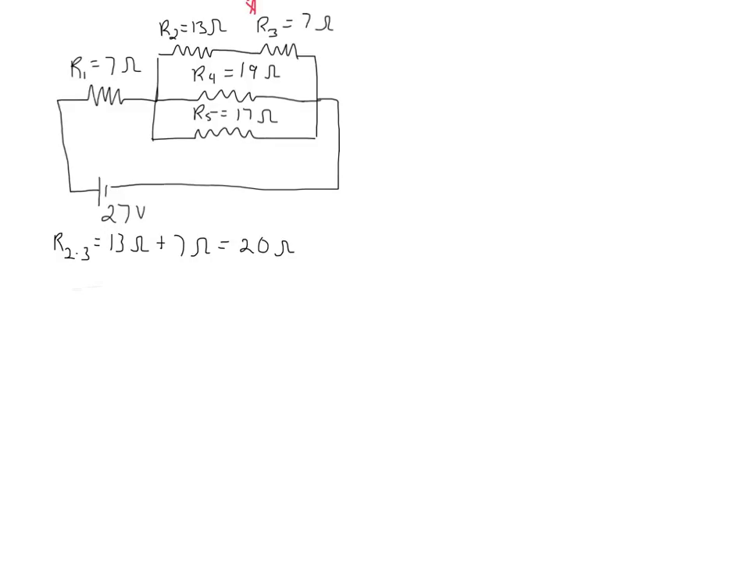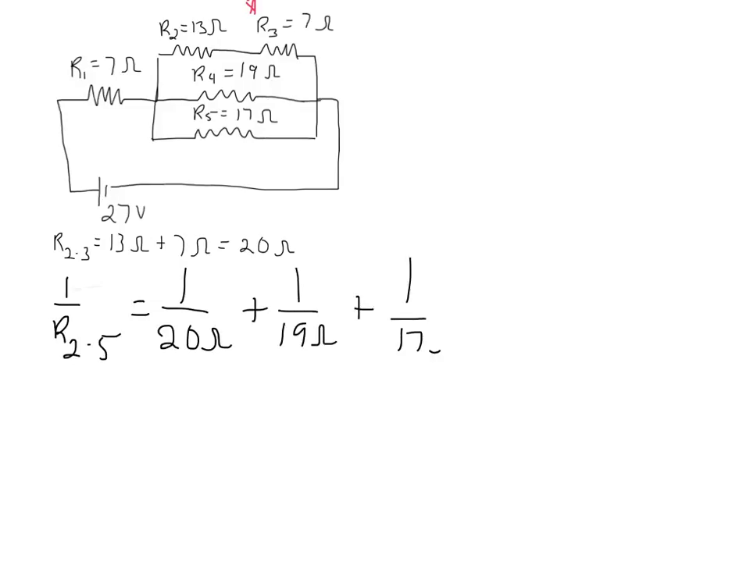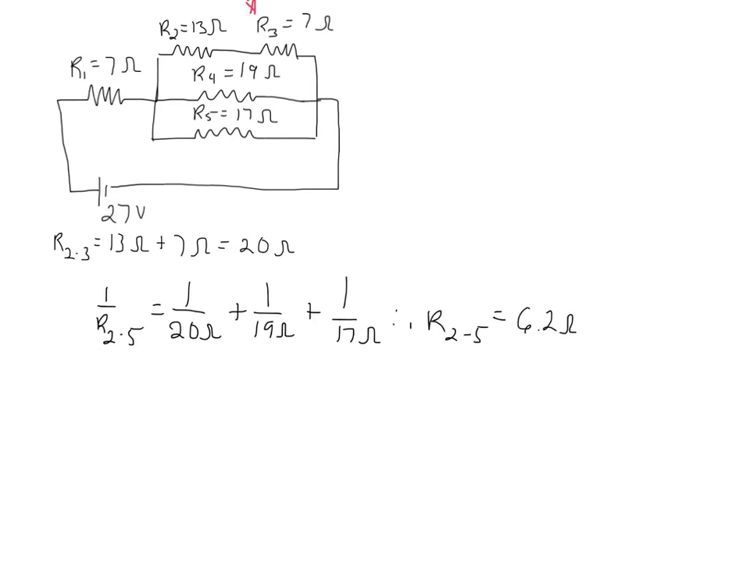Next, we'll do R2 through 5. The 2 and 3 are in parallel with 4 and also in parallel with 5. So we're going to say 1 divided by R2 through 5 equals 1 divided by 20 ohms plus 1 divided by 19 ohms plus 1 divided by 17 ohms. And when we do that math, we get R2 through 5 equals 6.2 ohms. I'll shrink that down.